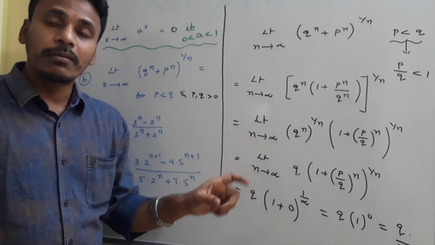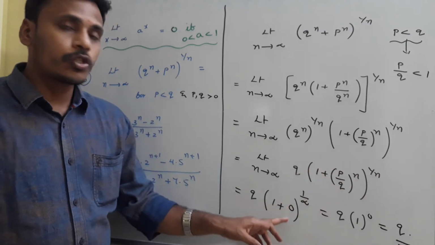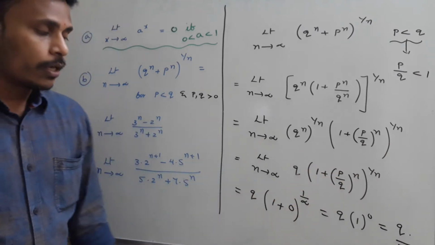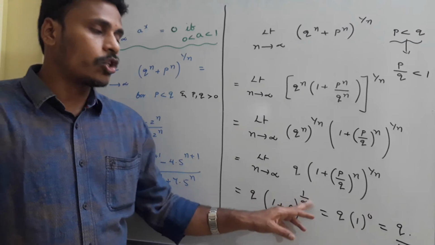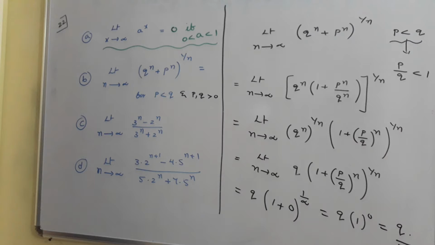Since p by q is a number in between 0 and 1, its power n is 0. So 1 plus 0 to the power 1 by infinity. So this is 1 and this is 0, 1 power 0 is 1, and your answer is q. Have a look, that's the second bit B. And then I will solve C and D. Okay, have a look.